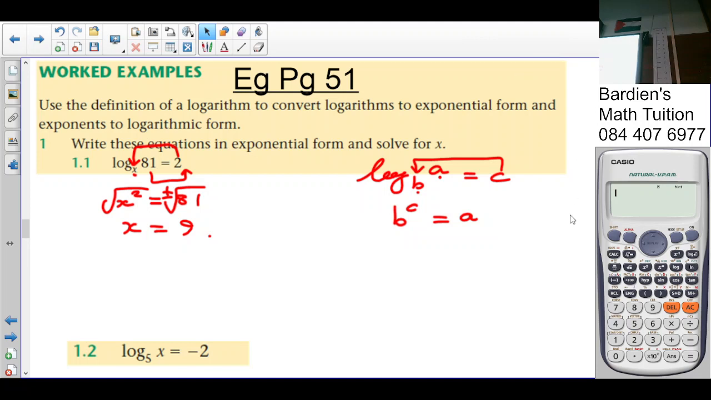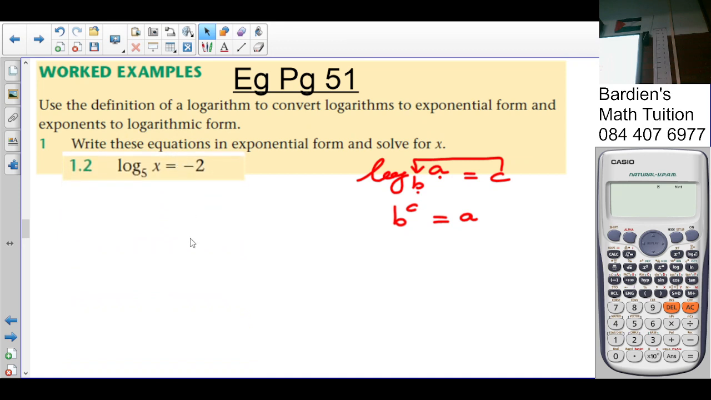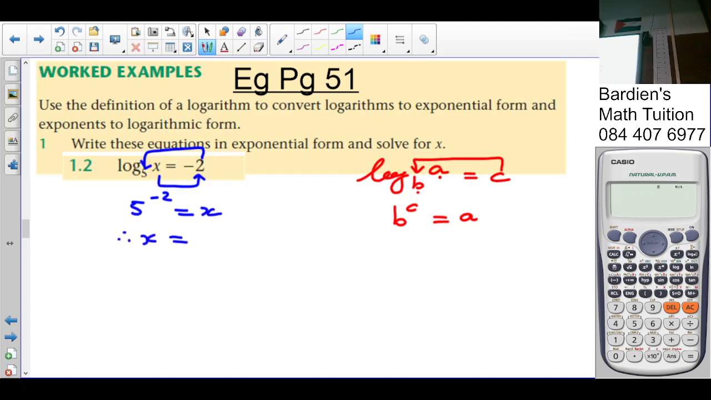Let's carry on. In 1.2, we got log x base 5 is equal to negative 2. Again, if you change this to exponential form, it's 5 to the negative 2 is equal to x. So therefore, x is equal to 1 over 25. That is fairly simple, eh?